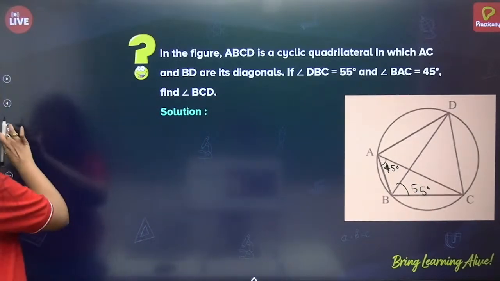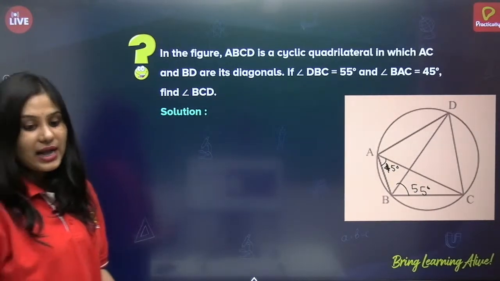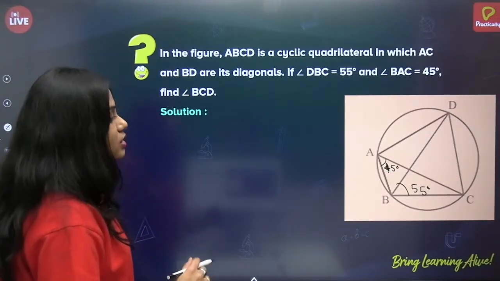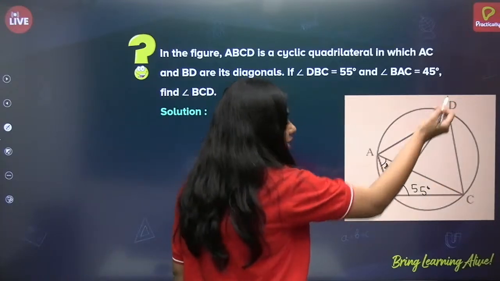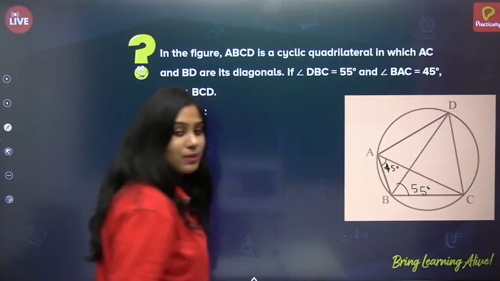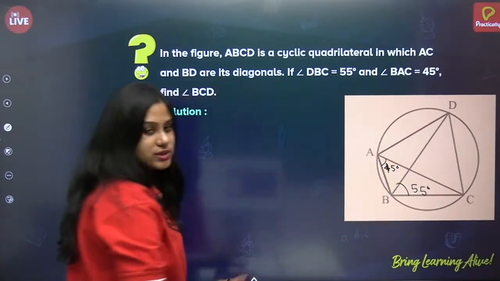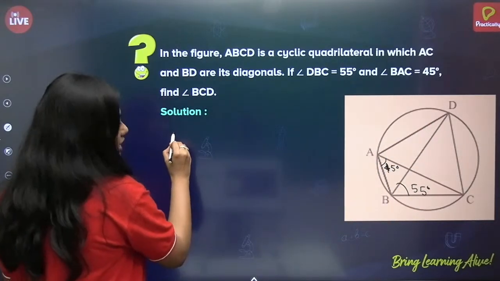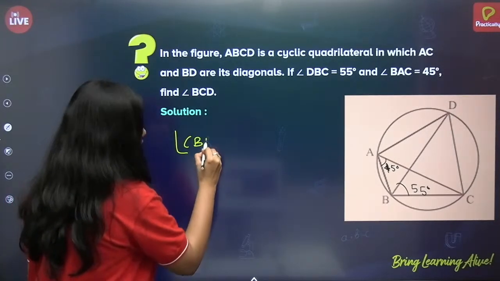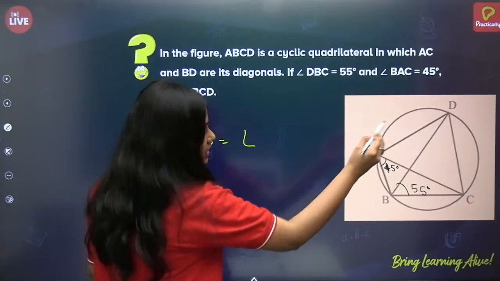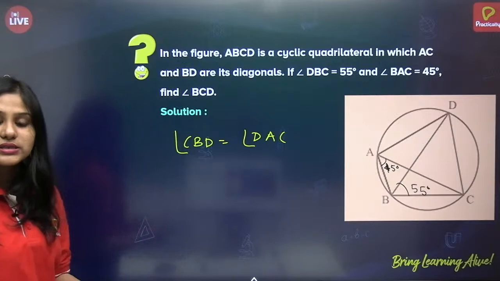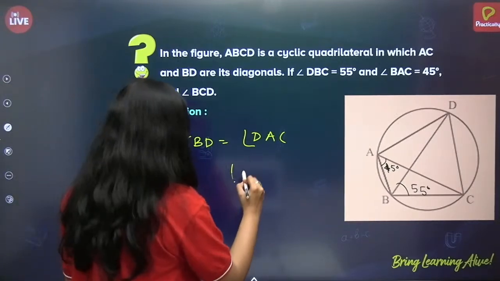Find angle BCD. So how do we do it? Let us see. If you observe, CD is a chord, correct? That side of CD is the minor segment, and this is the major segment, correct? Now I say that angle CBD is equal to angle DAC. Why? Because angles in the same segment are equal.